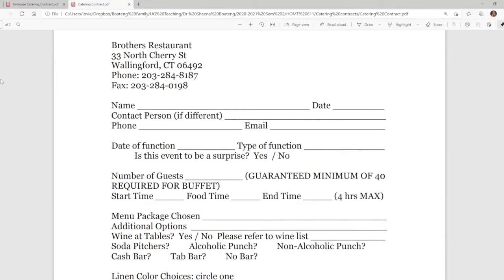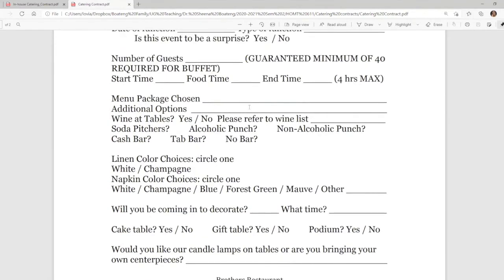Then you also have to indicate the package of the menu that you are choosing. For an independent food vendor like this, they would have different menu packages depending on your budget and your requirements. So you have to indicate the menu package you have chosen and then also indicate any additional options that you would require. Now, you realize that this is a caterer that will also provide for you beverage services if you so require. So they'll ask here in the contract whether you want wine at your tables. If yes, you have to refer to the wine list to tell them the kind of wine you're looking for. If no, you also have to tell them that.